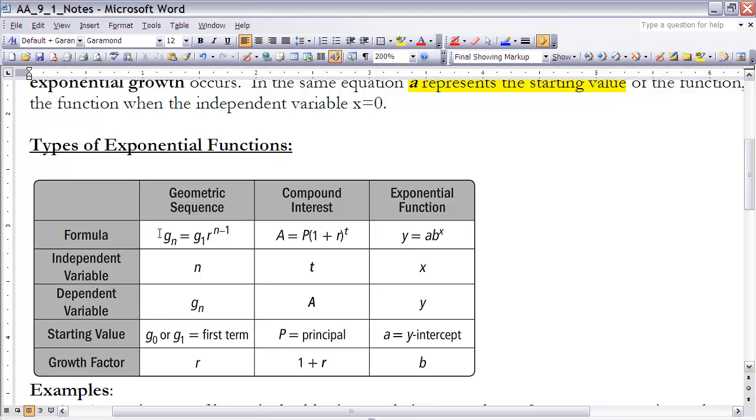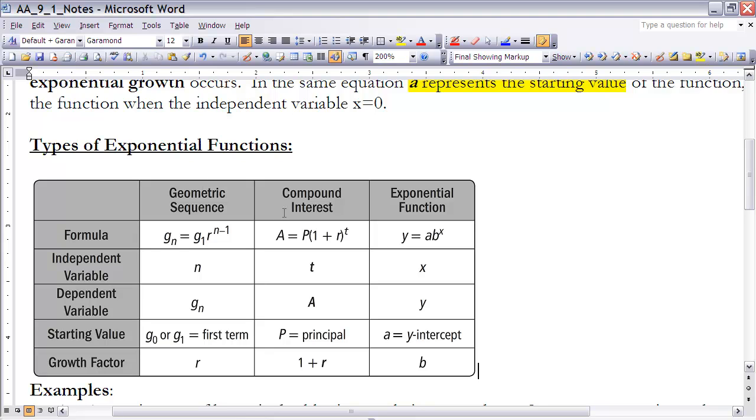It had an independent variable. In those cases, we generally call that n. The dependent variable was g sub n, and remember that's how we write sequences in that sub form. The starting value, generally we work with g sub 1, the first term. Sometimes it can be referred to as starting at g sub 0, but we've tended to work with g sub 1 as our starting value. And then there was always a growth factor there as well, and that was r, the ratio between terms. So that was a geometric sequence.